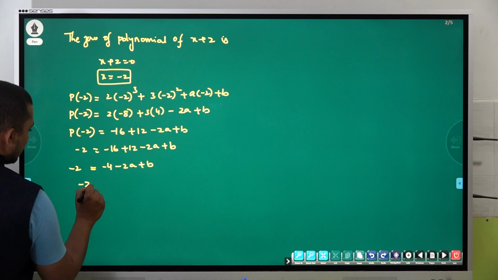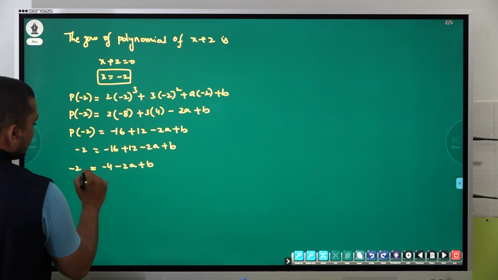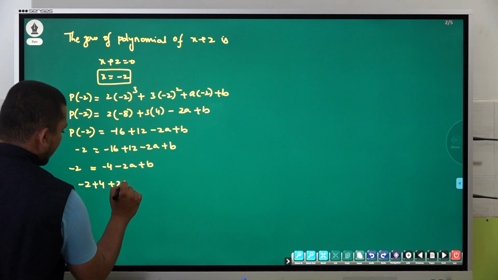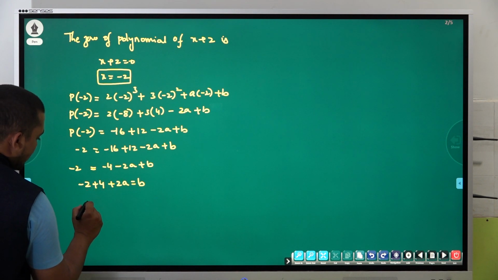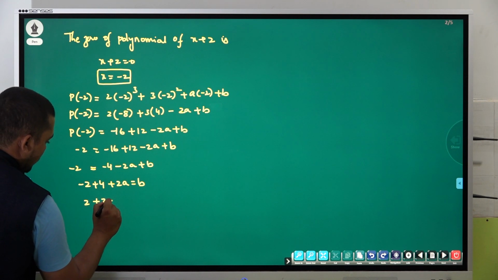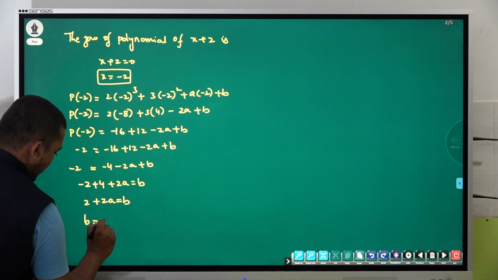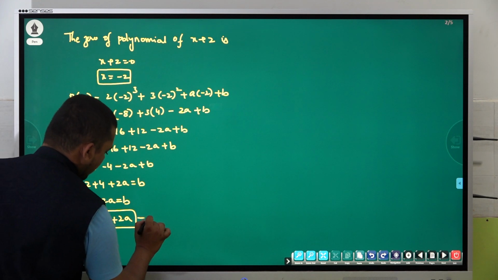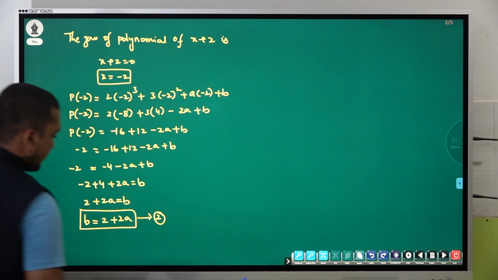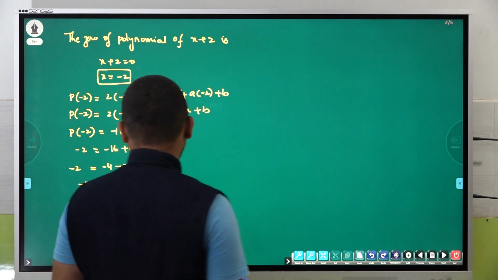Now minus 2, this minus 4 I will take here, plus 4, minus 2a I will take here, plus 2a is equals to b. Okay, minus 2 plus 4 is 2, plus 2a is equals to b. Okay, then b is equals to 2 plus 2a. Assume it as equation 2.